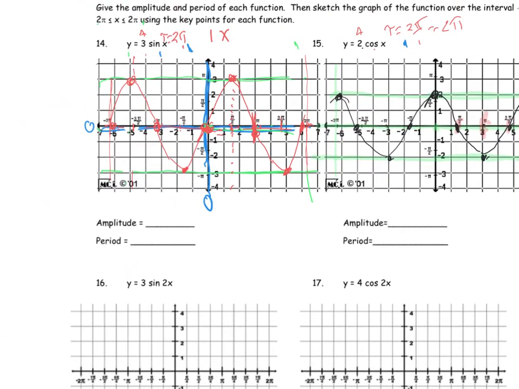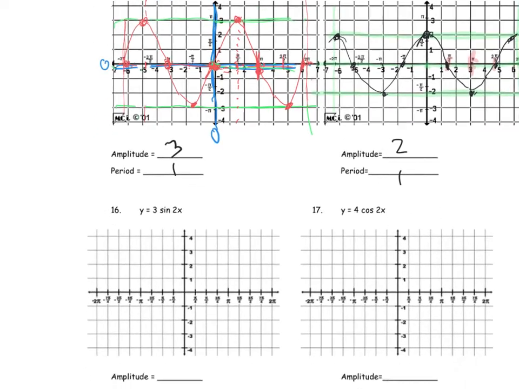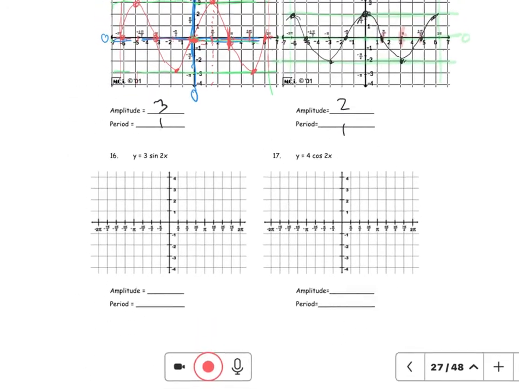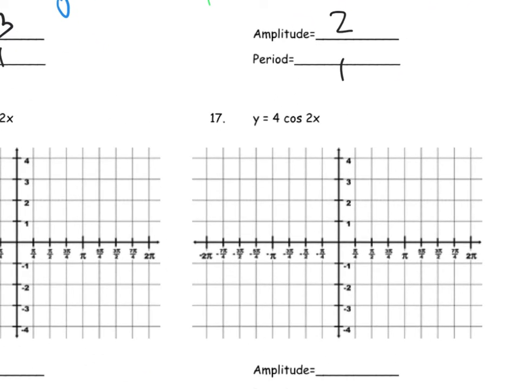Okay, so let me fill in the gaps here. Amplitude was 3, period was 1. Amplitude was 2, period is 1. All right. I should have done one of those, but you're on your own. The only difference is I get 2 pictures between here and here. You should get 2 pictures.